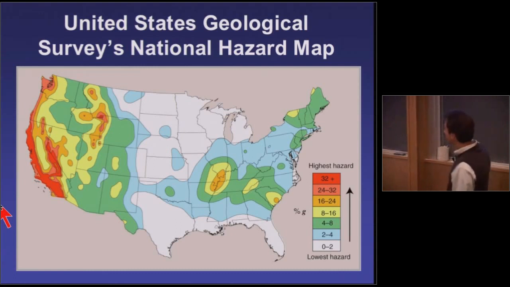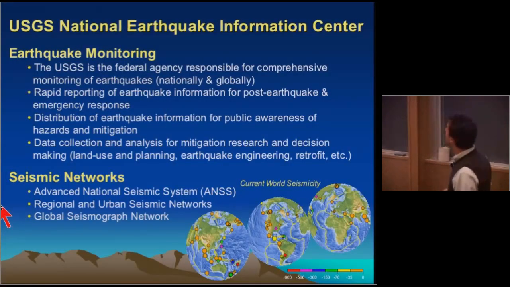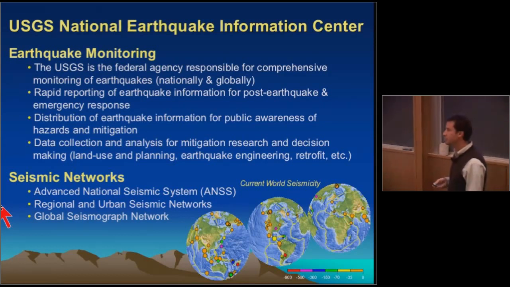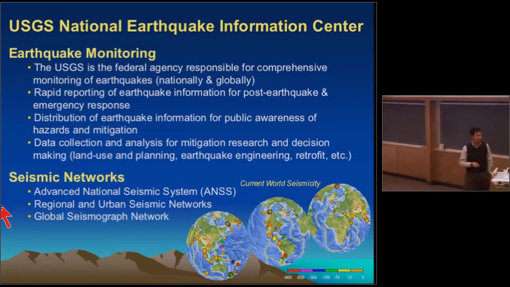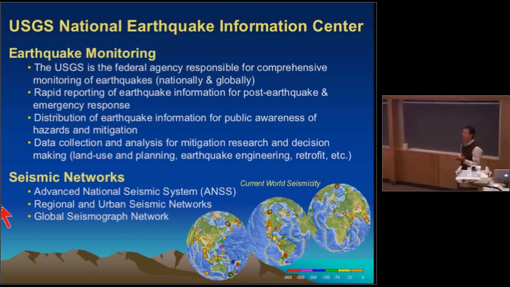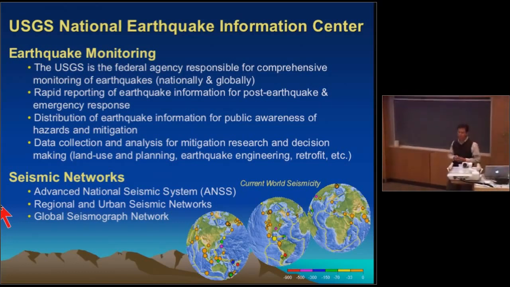Now, what I do as part of USGS in Golden, where the National Earthquake Information Center is, we have a responsibility, as a federal agency, for monitoring not only global but also national earthquakes. We're supposed to report these as quickly as possible for post-earthquake information and emergency response. We also have a responsibility for distributing this information for planning purposes and for public awareness.